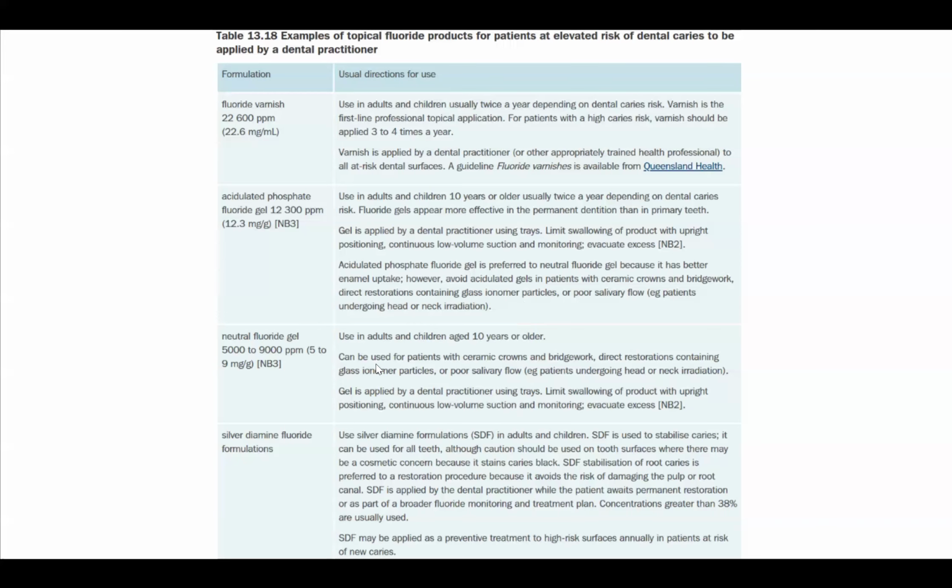You can use neutral fluoride gels, again, more than 10 years of age. So please remember these things. They are really important. Silver diamine, I will show you in a minute what are their clear indications and everything.